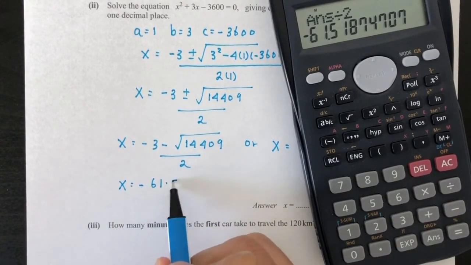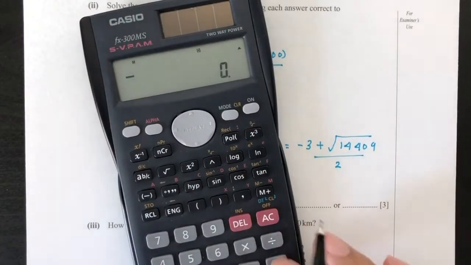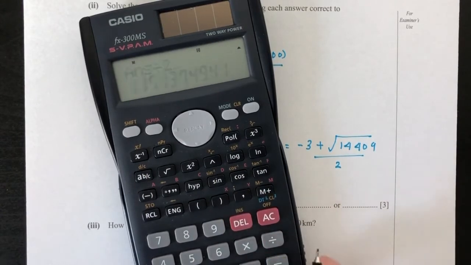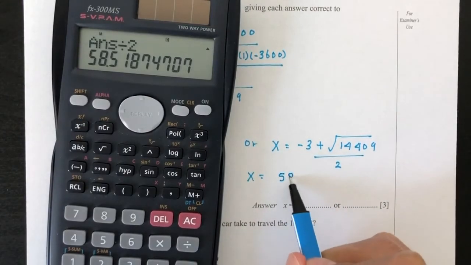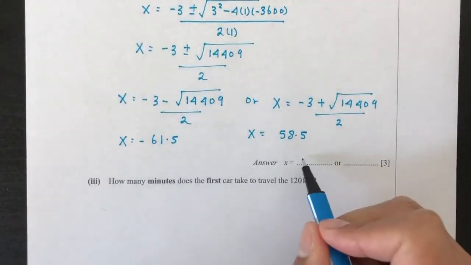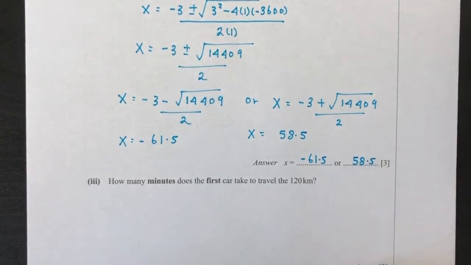Minus 3 minus root of answer divided by 2 gives minus 61.5. X can also be minus 3 plus root of 14409 divided by 2, which can be 58.5. So minus 61.5 or 58.5.